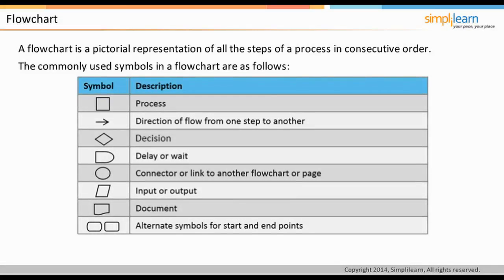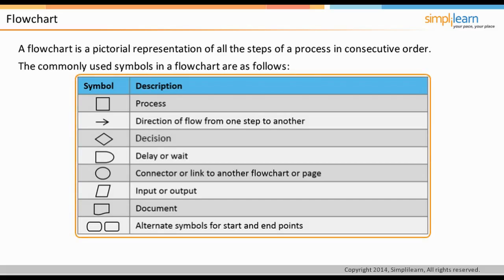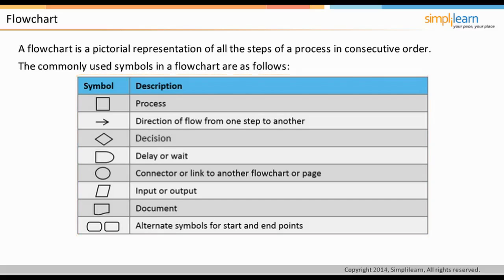A flowchart is a pictorial representation of all the steps of a process in consecutive order. It is used to plan a project, document processes, and communicate the process methodology with others. There are many symbols used in a flowchart, and the common symbols are shown in the given table. It is recommended you take a look at the symbols and their description for better understanding. Click the button to view an example of a flowchart.